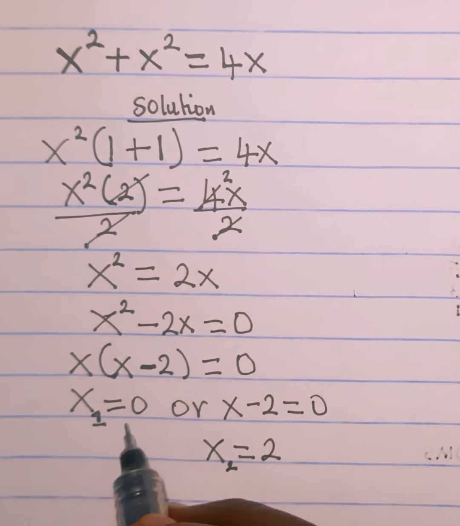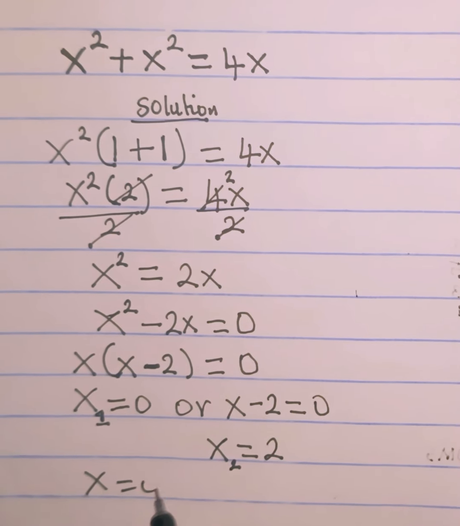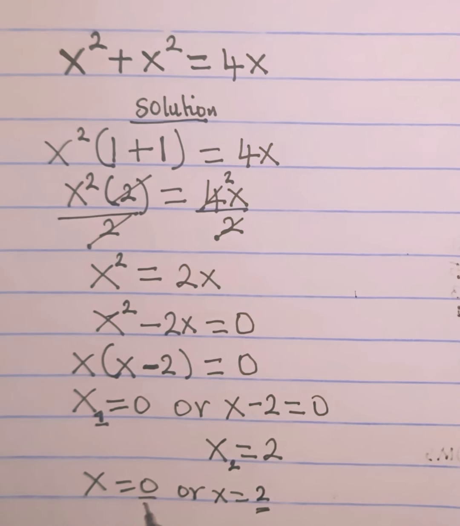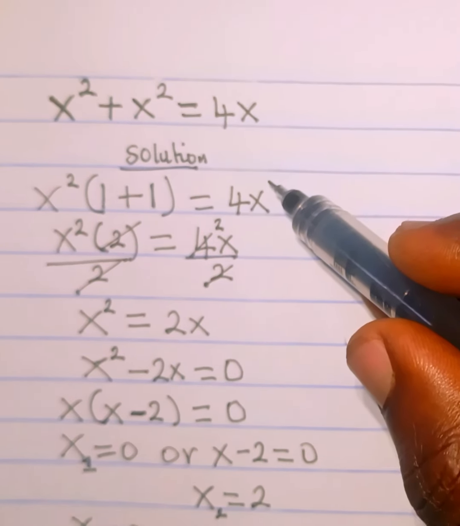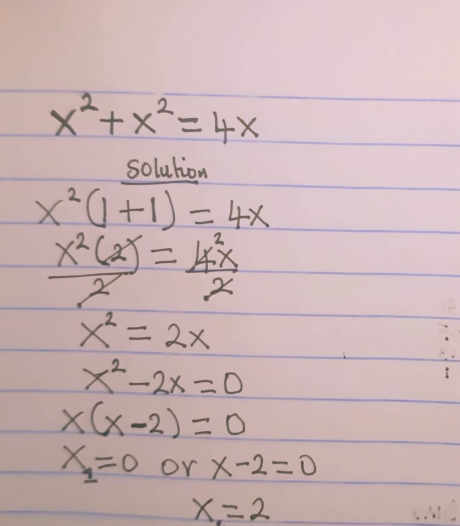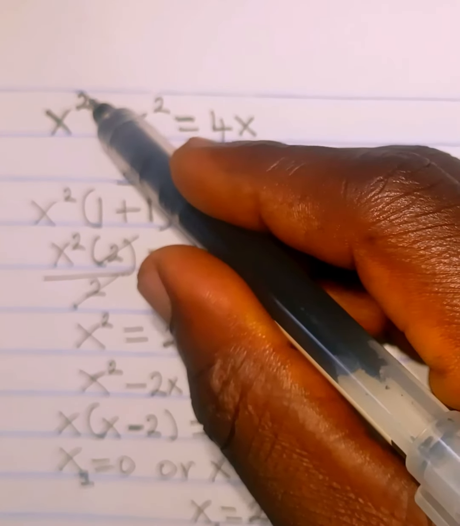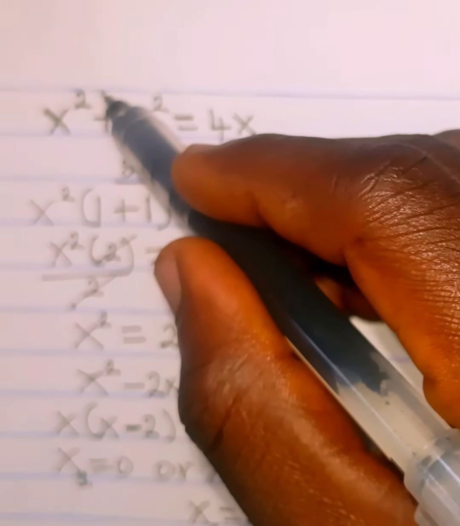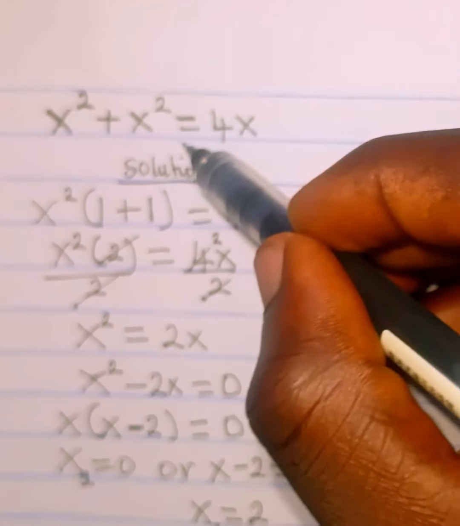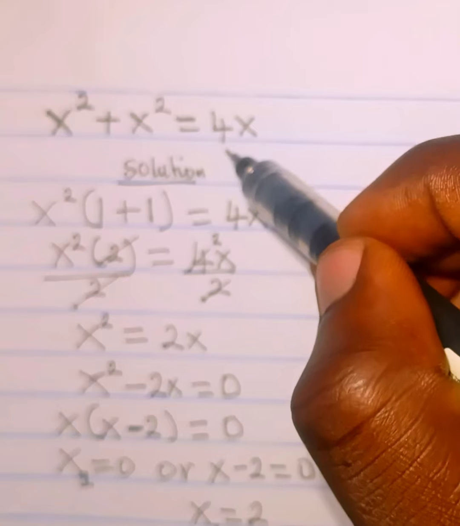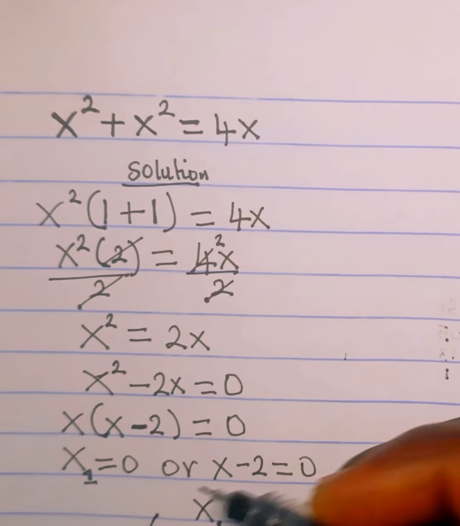And when you substitute these two values, x is equal to 0 or x is equal to 2, back into the original equation, you are going to see that the left hand side is the same as the right hand side. When you substitute 0 here, 0 square is 0, 0 square is 0, 0 plus 0, so we are going to have 0 in the left hand side, which is the same as 4 multiplied by 0 is 0, so 0 is the same as 0. So this satisfies the equation.